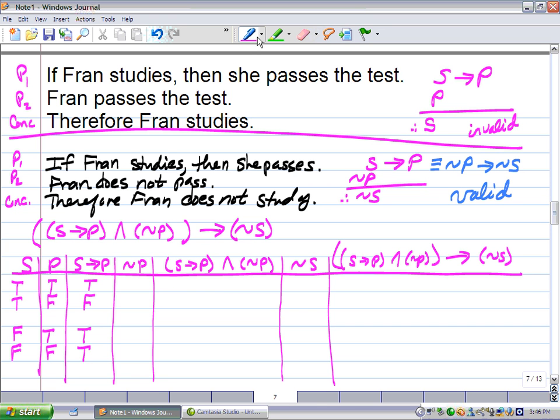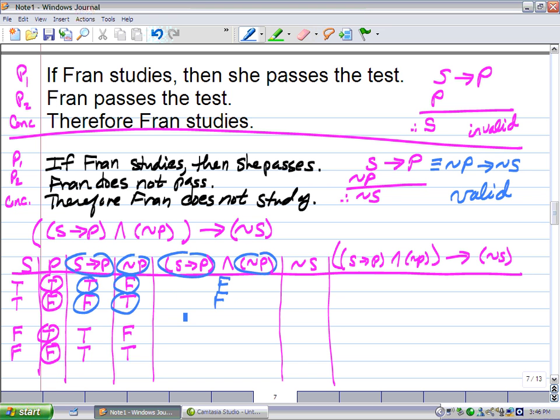Okay, now we're going to do the opposite of the P, so we're going to do the opposite of all of these. So the opposite of true is false, the opposite of false is true. The opposite of true is false, the opposite of false is true. Okay, now we're doing and, so we're putting S implies P and not P. So true and false is false. False and true is false. True and false is false. True and true is true.